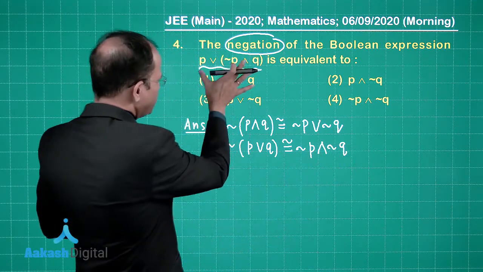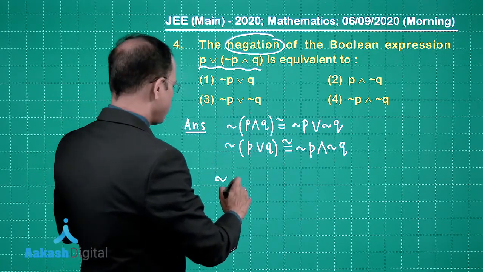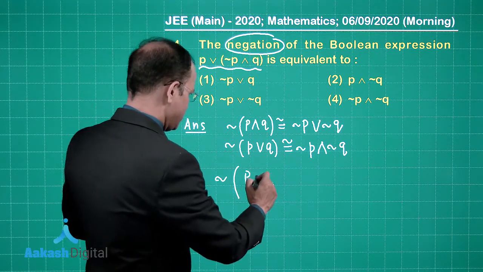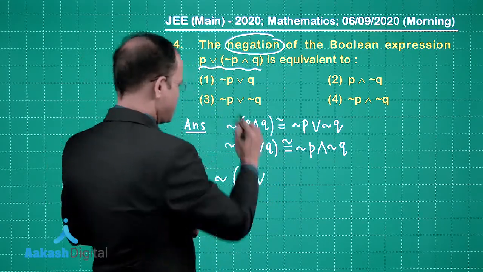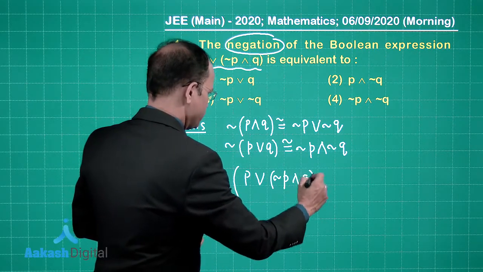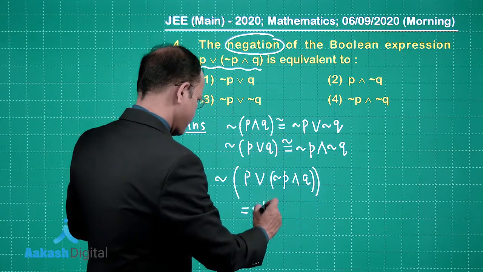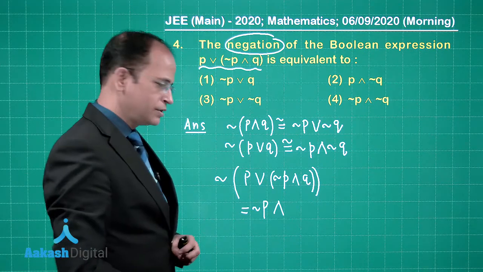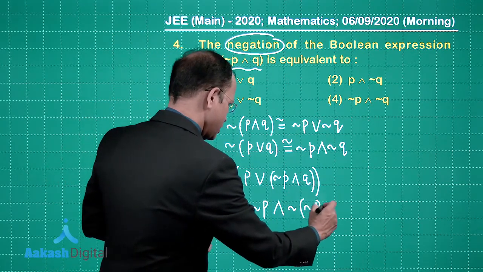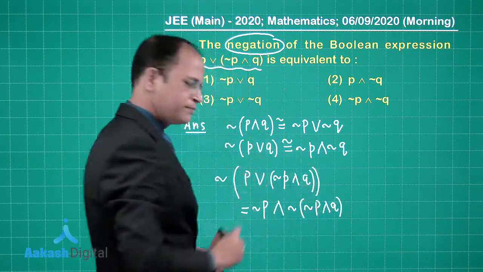Now if I talk about the negation of this, negation of P is one term, then we have disjunction, and this is the part we are talking about, negation of P conjunction Q. So what we can write? We can write in this way, negation of P conjunction negation of P conjunction Q, right?